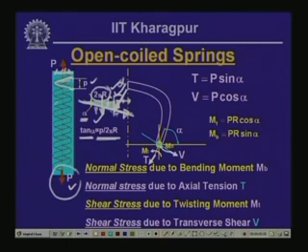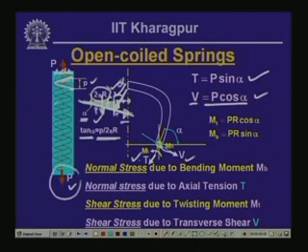Now, the component P sin alpha along the axis of the wire will give us a tensile pull, and the force which is normal to this cross section, which is P cos alpha, will give us a shearing force V. So, the force P now contributes to two actions. One is the tensile pull, which is T, given by P sin alpha, and the shearing force acting perpendicular to it gives rise to V, which is P cos alpha. So, these are the two forces that it will be subjected to because of the load P.